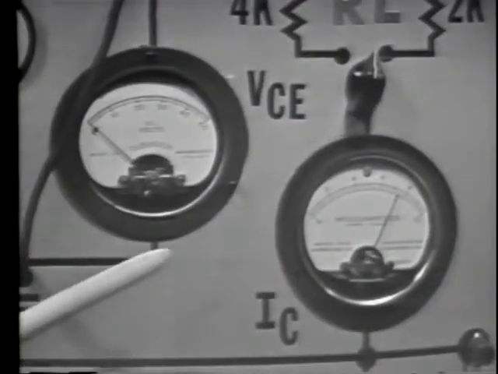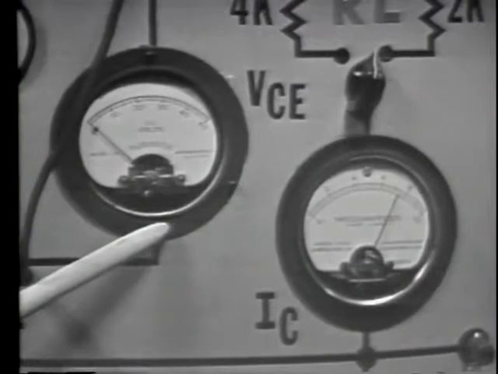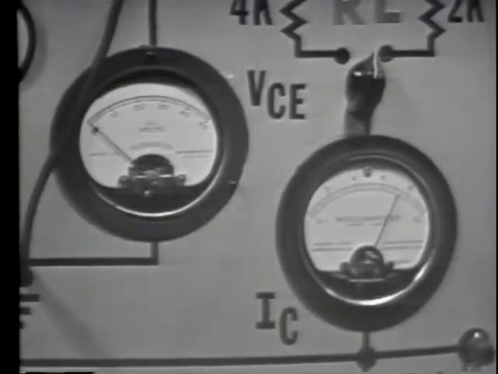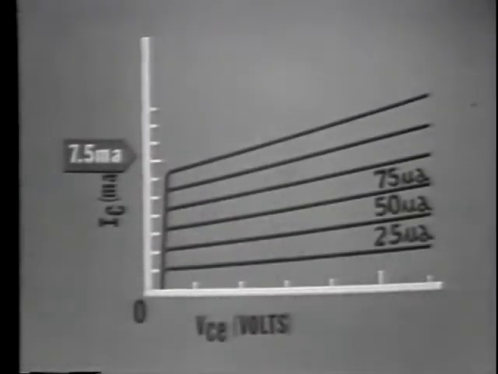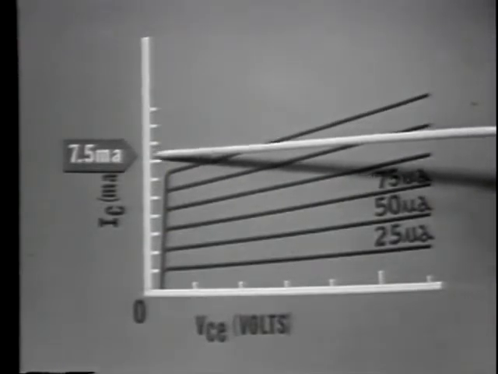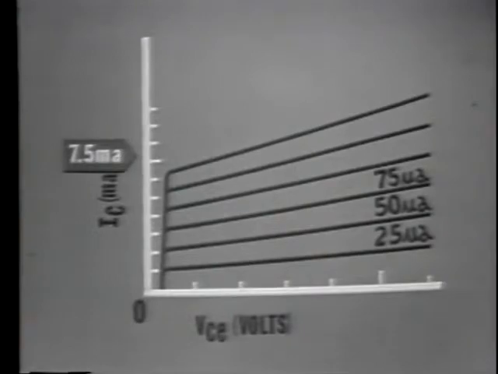Collector to emitter voltage goes to 0 and collector current rises to 7.5 milliamps. This is the maximum current that will flow in this circuit. On the graph, 7.5 milliamps and 0 volts collector to emitter voltage falls right here. This is a point representing one of the limits of the circuit.